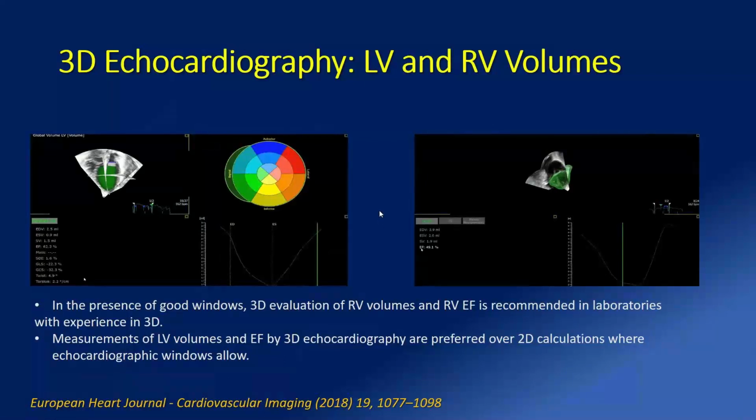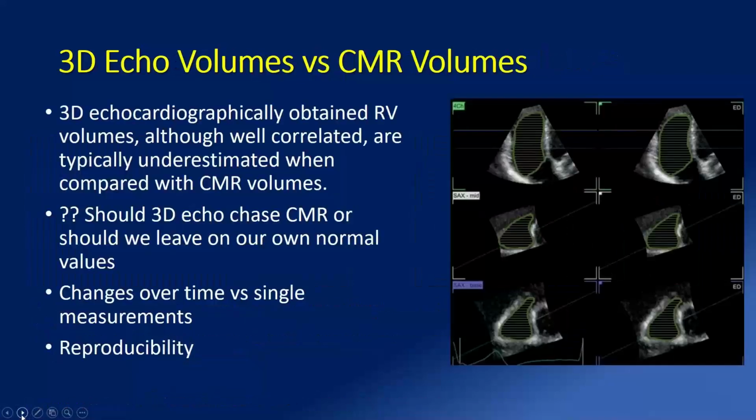On the other side, right ventricular volumes are less well correlated, and anyway, echocardiography always underestimates volumes when compared with CMR. So 3D echocardiographically obtained RV volumes are well correlated, but typically underestimate volumes compared to CMR.